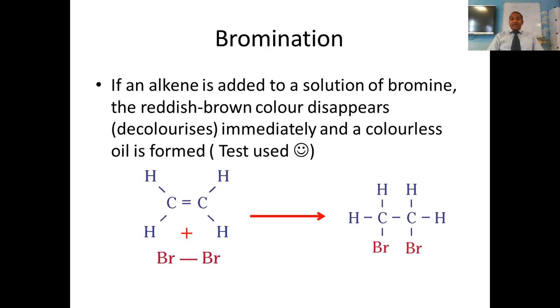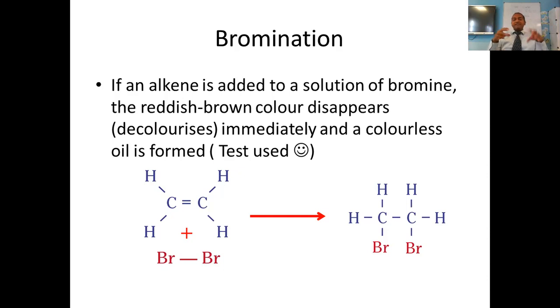The next one is bromination. If an alkene is added to a solution of bromine, the reddish brown color disappears. So bromine has a reddish brown color. The moment you mix it with alkene, the bromine color disappears because bromine reacts with this alkene to form a new compound. For any alkene, the same thing is going to happen, whether it is ethene, butene, or propene.